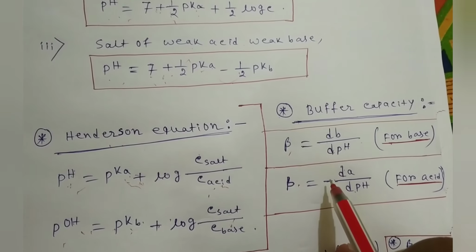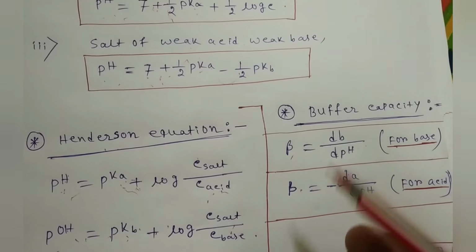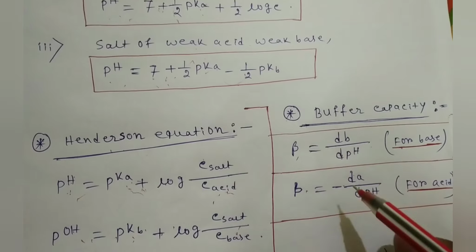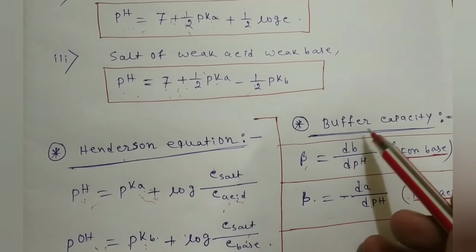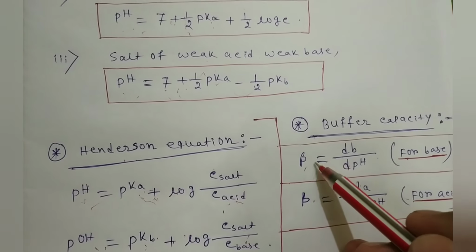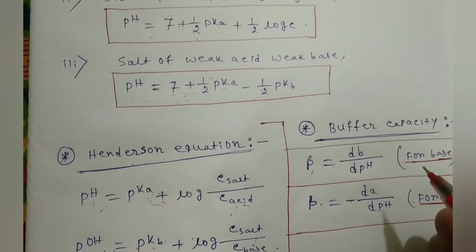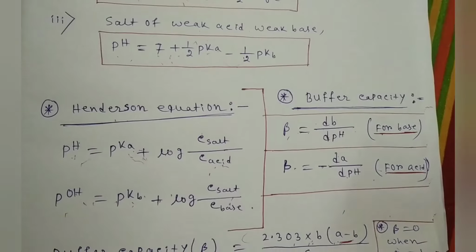Why is it negative? We all know that with increasing acid the pH will decrease, and with increasing base the pH will increase. So pH will decrease for acid, so it will be negative, and pH will increase for base, so it will be positive. So beta equal to dB by dpH for base, and for acid it will be minus dA by dpH. Okay, these are the important things.